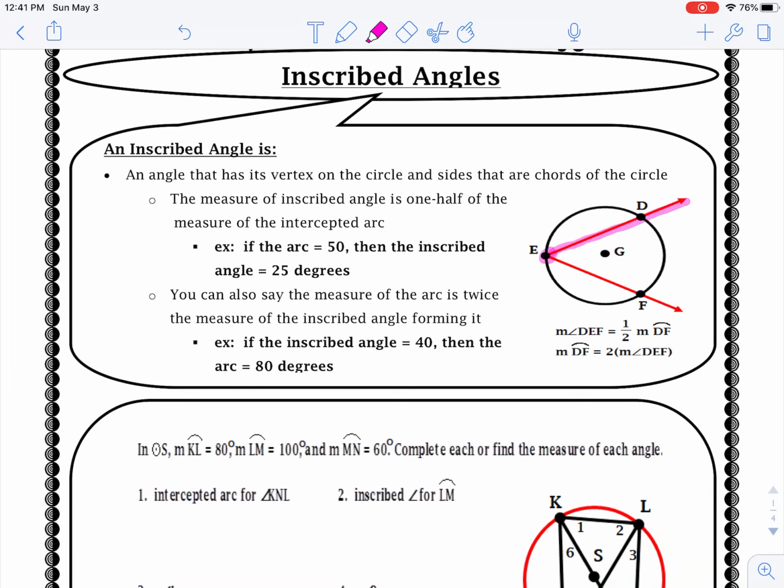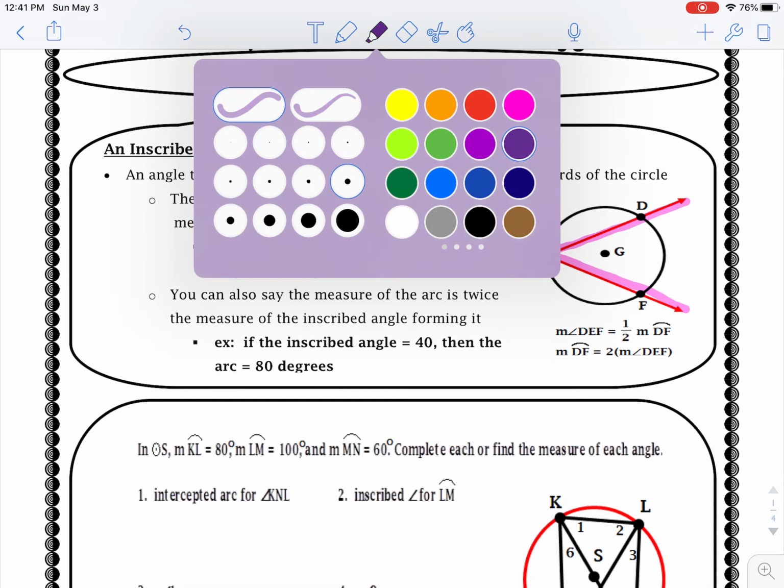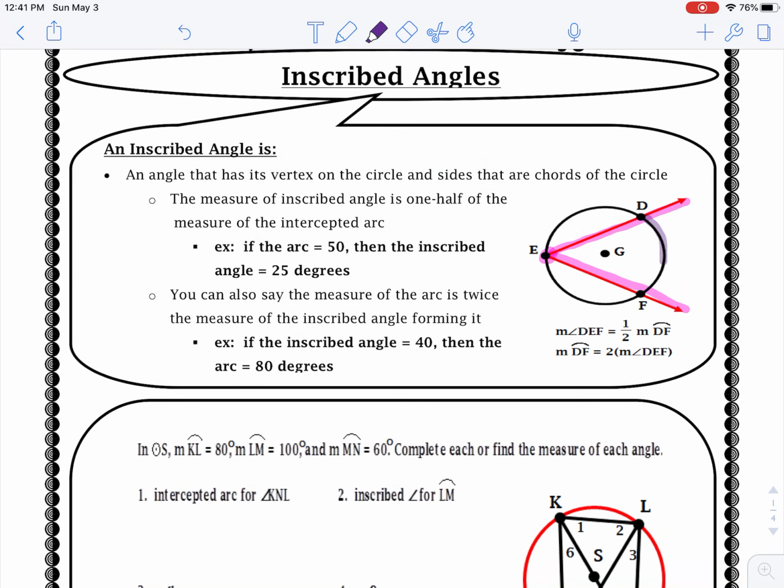So an intercepted arc is if you extend the chord beyond the circle, and that arc that's between the two sides of the angle is called the intercepted arc. And the inscribed angle and the intercepted arc, their relationship is 1/2. So if our arc is 50, then our inscribed angle, DEF, is 1/2 of 50, which is 25.